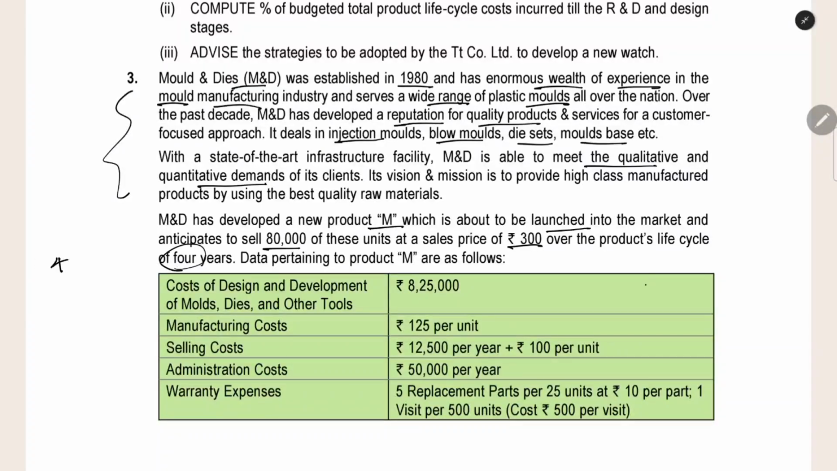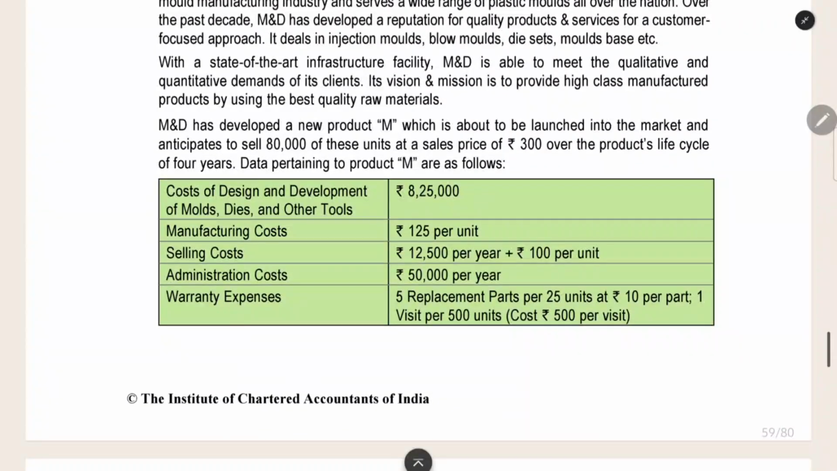The life cycle is 4 years. Total units they are going to sell is 80,000. The sales price is 300 rupees. They have given the data of different costs: cost of design and development 8,25,000, manufacturing cost per unit, selling cost, administration cost, warranty expenses.